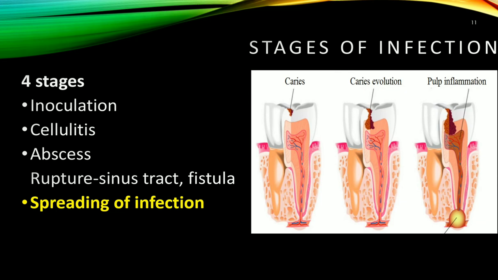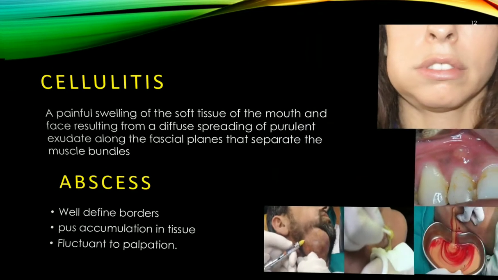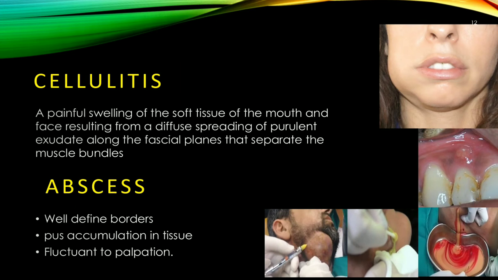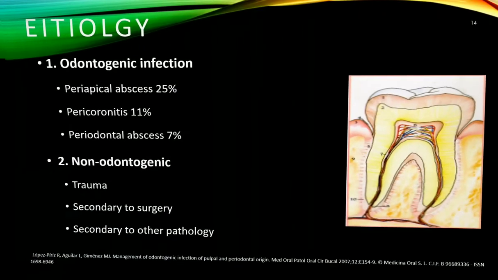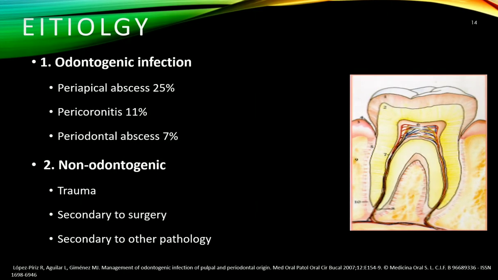There are four stages: inoculation, cellulitis, abscess, and rupture of the abscess, which can cause a sinus tract and fistula, and then spread to the surrounding or adjacent tissues. Cellulitis is a painful swelling of the soft tissues, and an abscess will have a well-defined border. Pus is accumulated in the tissue and it is fluctuant, whereas a fistula is a drainage path or abnormal communication. A fistula is a pathway or abnormal communication between epithelial-lined surfaces, and a sinus tract is formed when an abscess ruptures to produce a draining sinus tract.